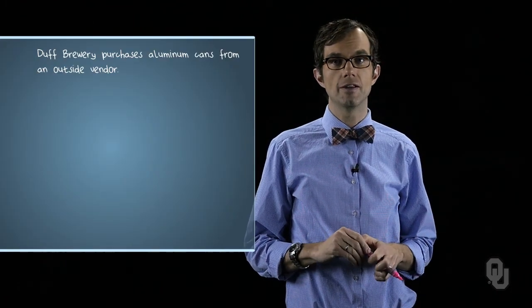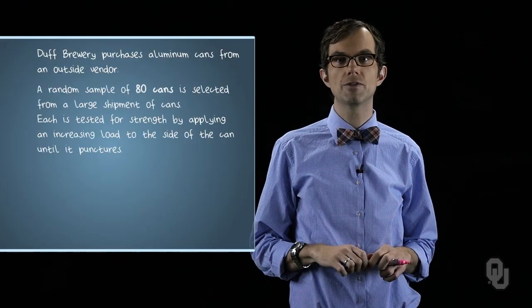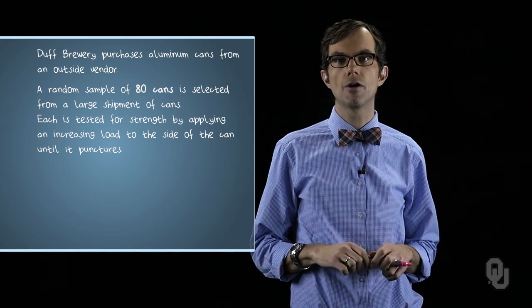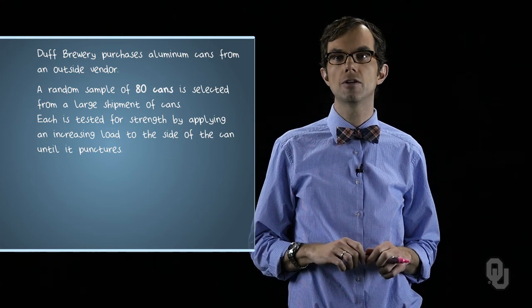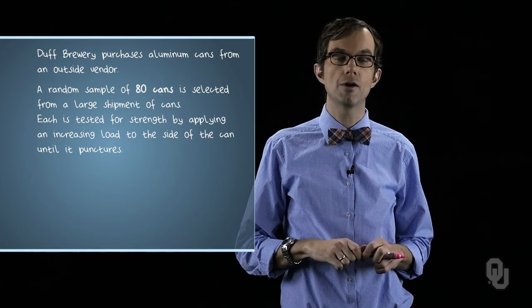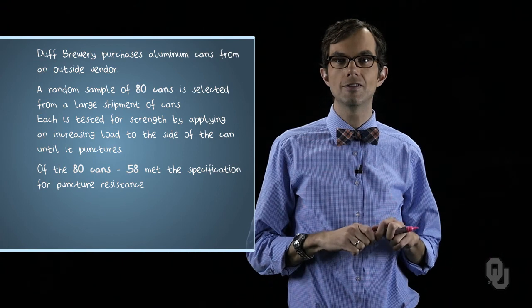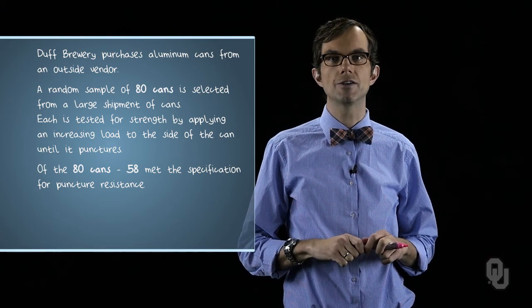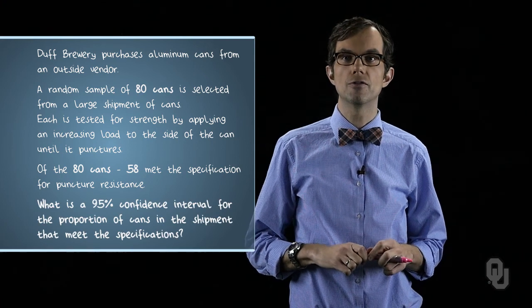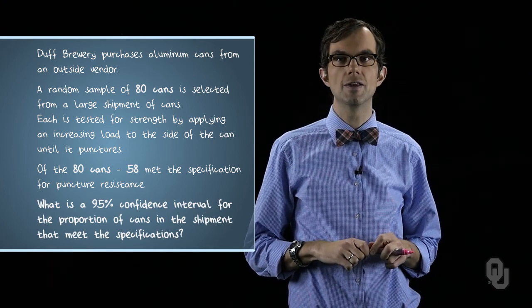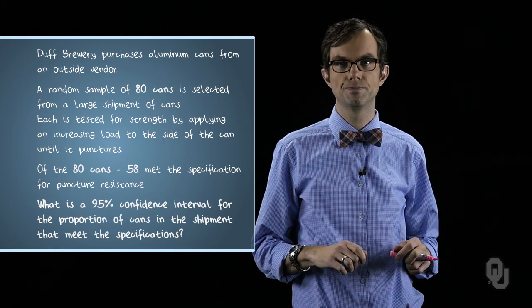So now let's work out a few examples of estimating population proportions with confidence intervals. Duff Brewery purchases aluminum cans from an outside vendor. A random sample of 80 cans is selected from a large shipment of cans, and each is tested for strength by applying an increasing load to the side of the can until it punctures. Of the 80 cans, 58 met the specification for puncture resistance. What is a 95% confidence interval for the proportion of cans in the shipment that meet the specifications?